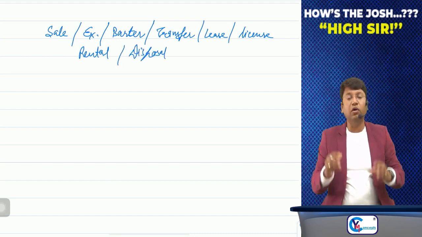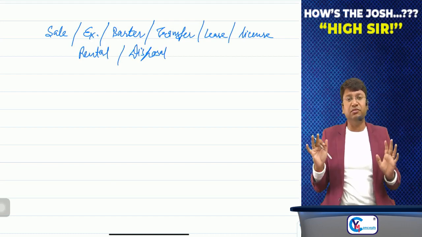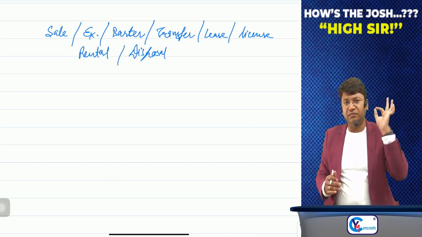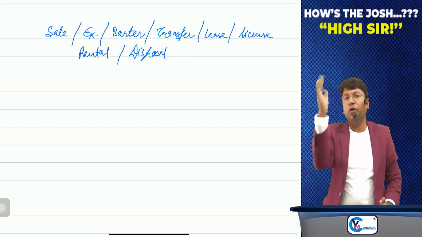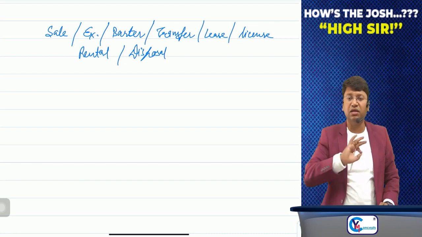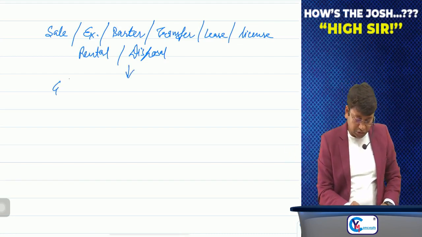Sir, I have disposed of all the assets of my business. Stock I have disposed of. Okay, so all these are covered in the term supply. The term supply includes all forms of supply such as sale, exchange, barter, transfer, lease, license, rental or disposal of what? Goods or services or both.